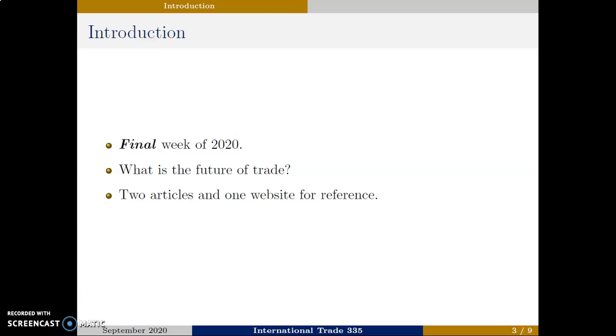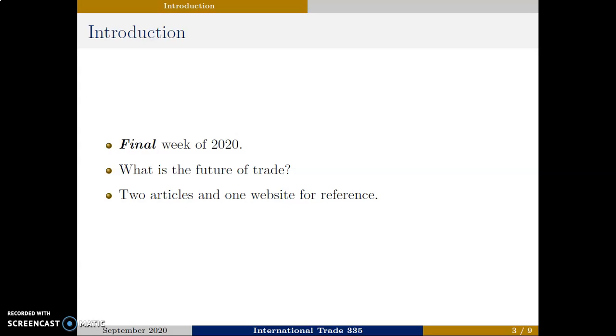It's the final week of 2020 and we will look at the question, what is the future of trade? What will the future of trade be? There are 2 articles that I will use for this and 1 website. The 2 articles are on Canva and the website is shown below. I will also show you in the slides how to access the website.